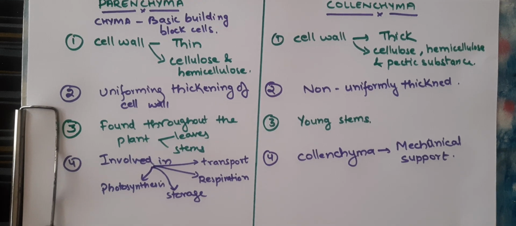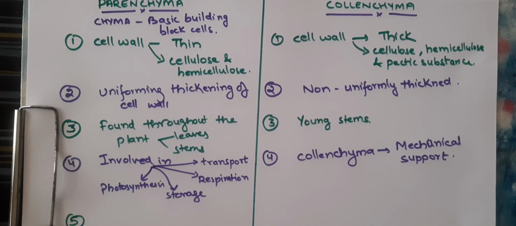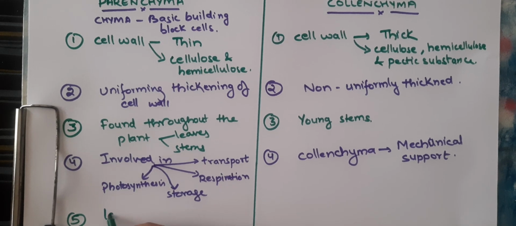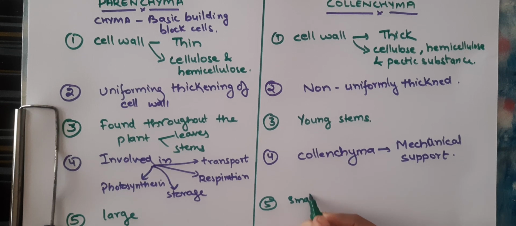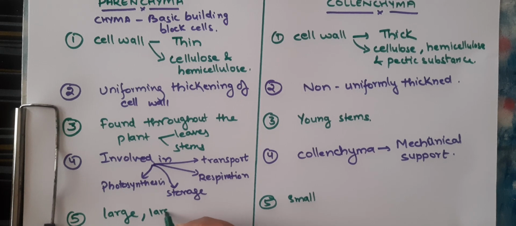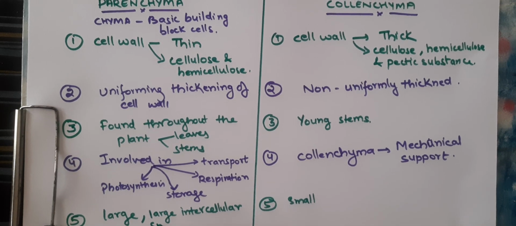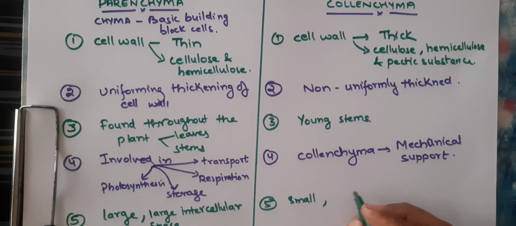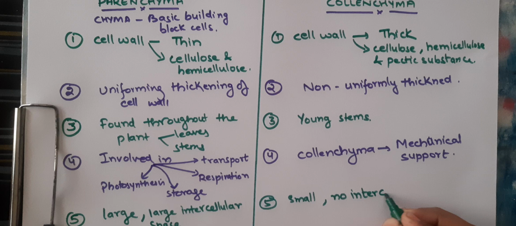The fifth difference between parenchyma cells and collenchyma cells is that parenchyma cells are large in size and collenchyma cells are small in size. The parenchyma exhibits large intercellular spaces, meaning there is a space between the cells, whereas the collenchyma has no intercellular spaces. There is no space between the cells.